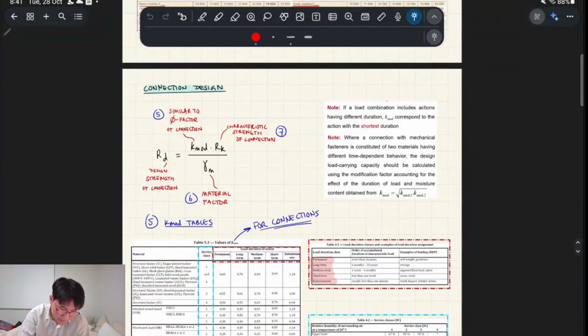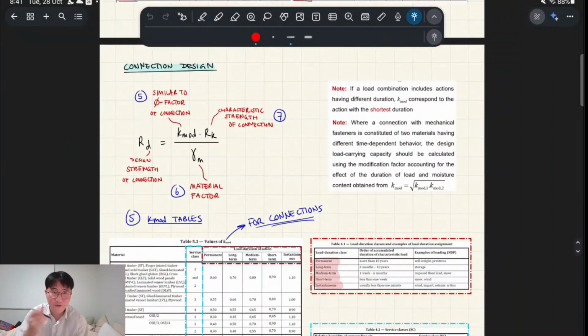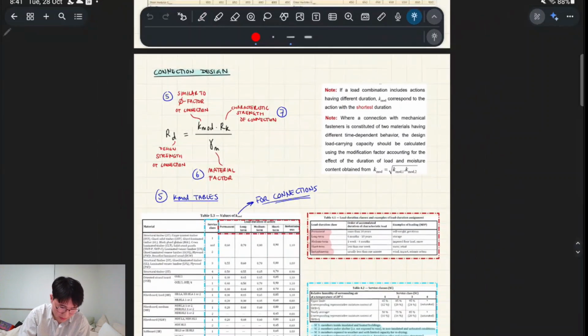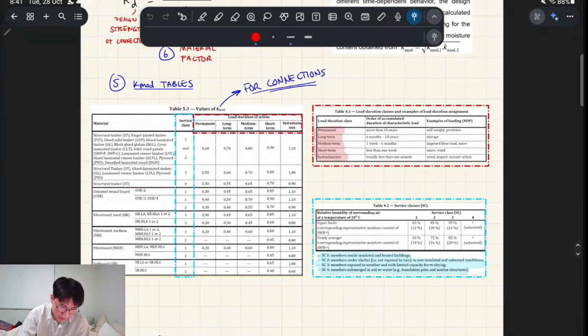Connection design is formatted similarly, but the wording's a bit different. You've got all these extra cases and notes as well. You'll start to notice the quality of the notes decline as I keep going because I ran out of time.